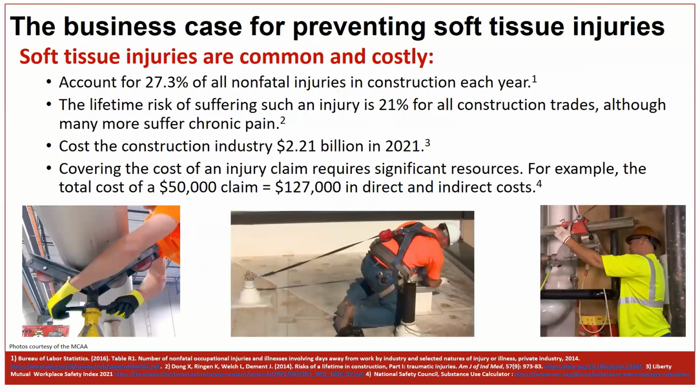So why is it in a contractor's interest to develop an ergonomics program to prevent soft tissue injuries? The simple answer is because these types of injuries are common and costly. They account for 27% of all non-fatal injuries in the industry. Construction workers have a 21% lifetime risk of experiencing a soft tissue injury, and many more workers suffer from chronic pain related to this type of injury, even though they do not have a recordable injury.